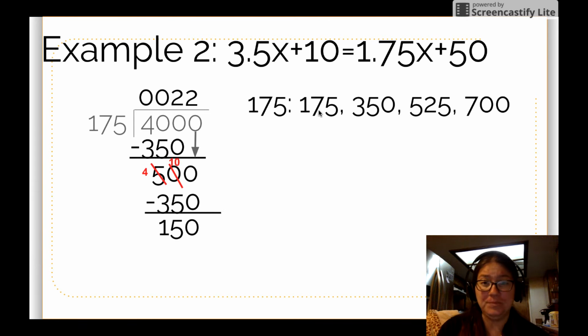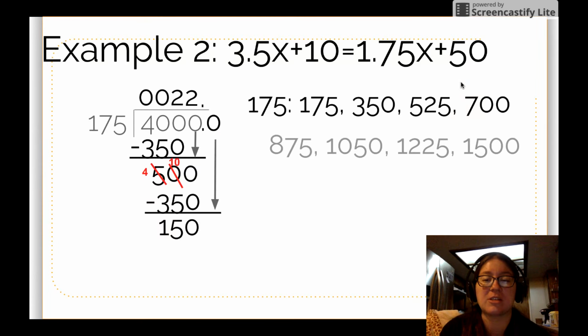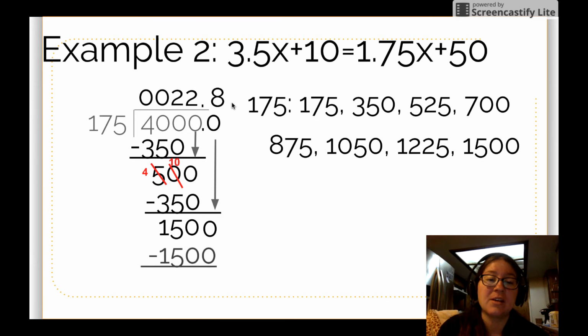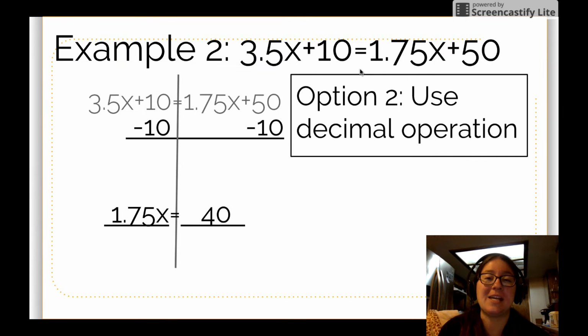Now, I did not do a multiple big enough to get to 150, so I'm going to do some extra multiples. Here's where my mistake was. 175 times 8 is actually 1,400, not 1,500. There's my mistake. So I said that 8 was 1,500 and that you're done there, but actually you're not. So the answer is not 22.8, it's 22.8, and then you keep going and going and going. Let's pretend I didn't do that.